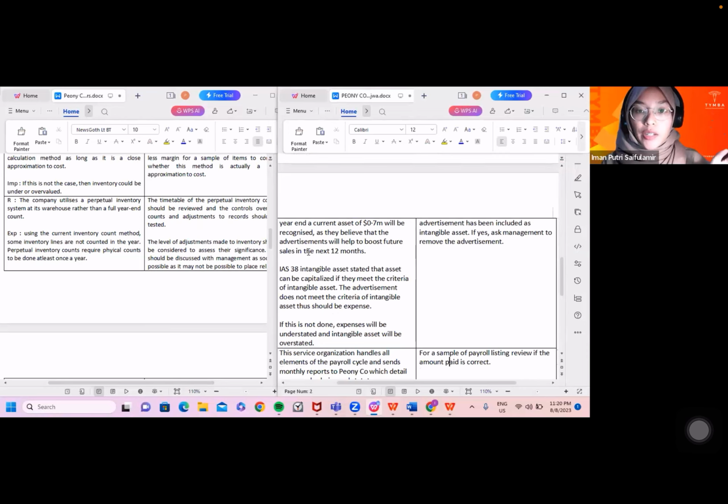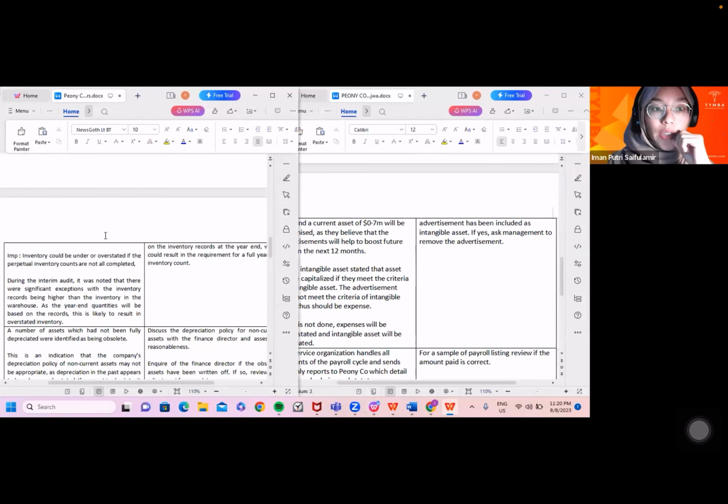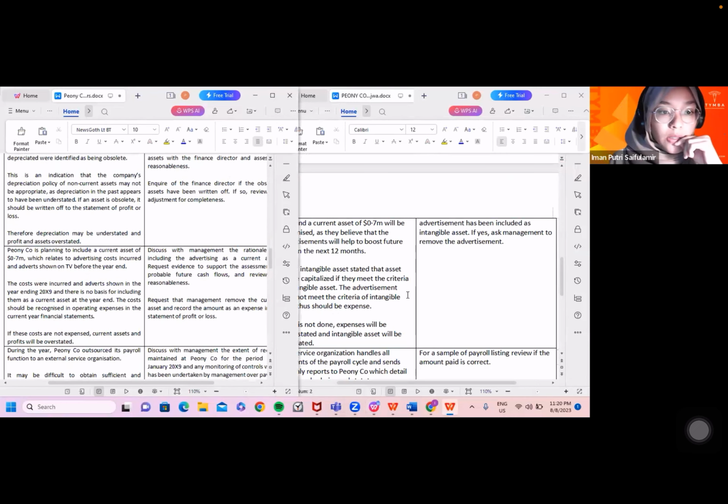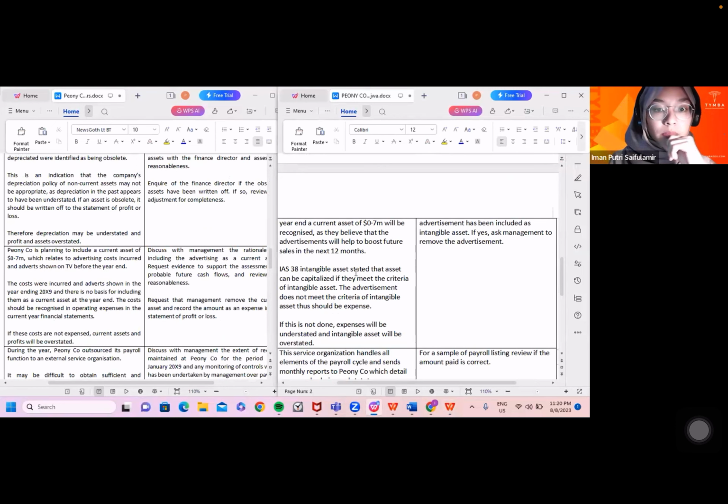Next point is on the current asset. IAS 38 intangible asset states that an asset can be capitalized if it meets the criteria of an intangible asset. The advertisement cost does not meet the criteria of an intangible asset, thus should be expensed off. This part here is correct.